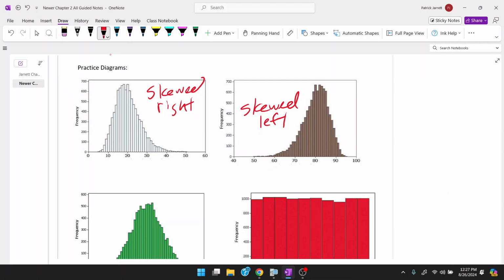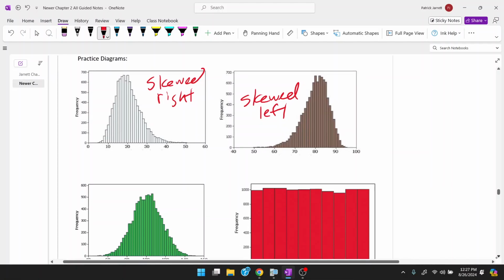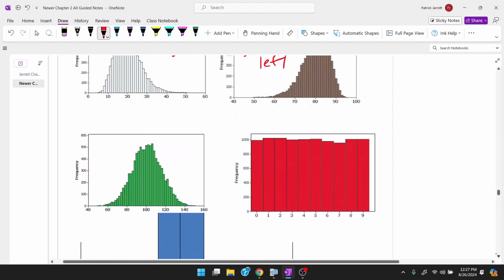Like, I give my own graphs. I make my own using the calculator. It's pretty sweet. This green one would be symmetric. Now, this red one, technically you could call it symmetric. But if you notice, all the counts look to be roughly the same. So what would you call that red one? Uniform.